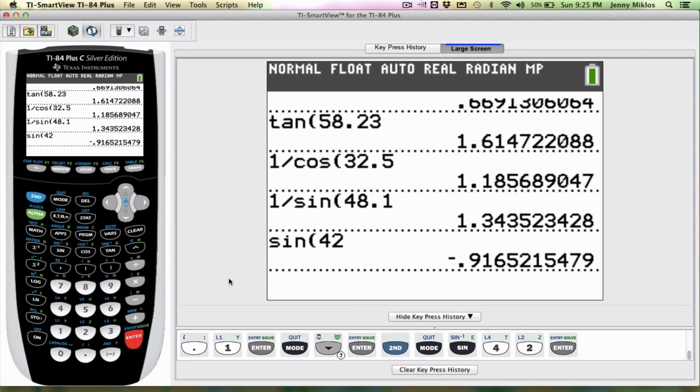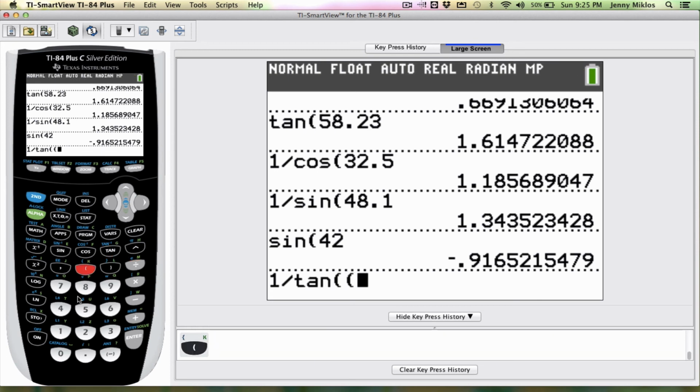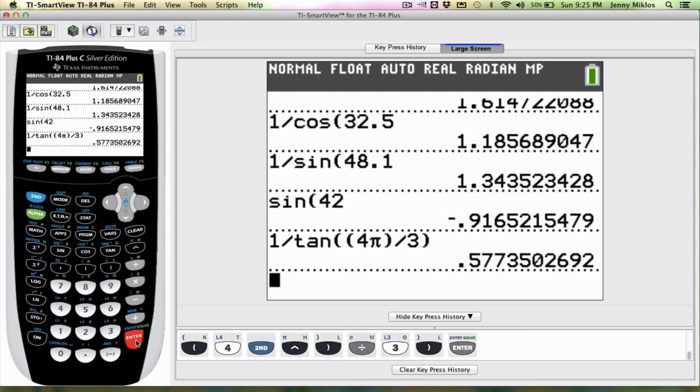So I just really wanted to show us the difference between values we will get when we are in different modes. Okay, number 6, cotangent of 4 pi over 3. I'm already in radians, so I'm going to do 1 divided by tangent of 4, and then to get pi, we do second exponent, or caret, 4 pi divided by 3, and I end up getting 0.5774 as our ratio.